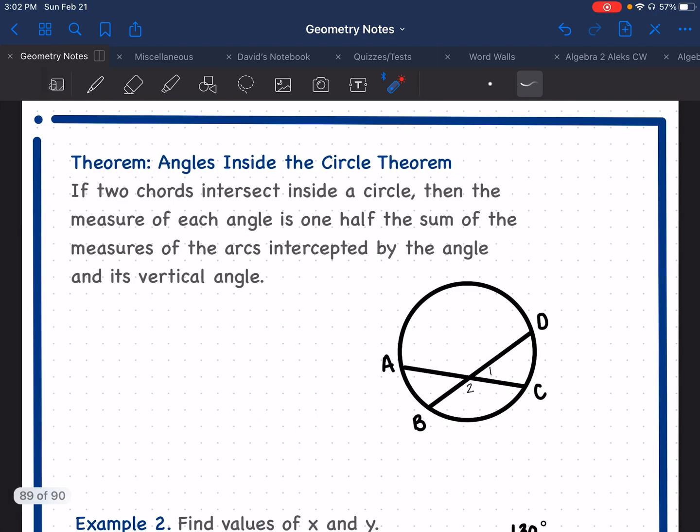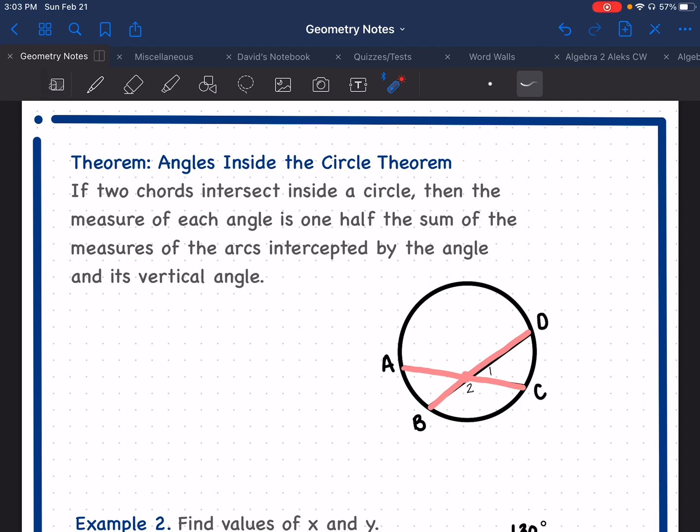All right, let's take a look at another theorem. This theorem is called the angles inside the circle theorem. If two chords intersect inside a circle, so here are my two chords, and they are intersecting right here inside my circle, then the measure of each angle is 1/2 the sum of the measures of the arcs intercepted by the angle.